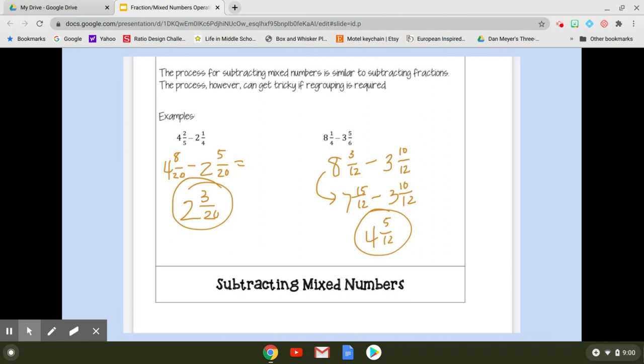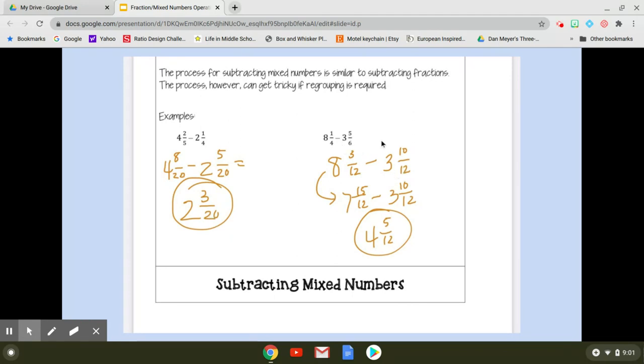Subtracting is really similar to subtracting fractions. You just have to be careful with regrouping. So my first example, I've got 4 2/5 minus 2 1/4. Well, my common denominator there is 20. So I've changed everything to 4 8/20 minus 2 5/20. So I subtract the whole number first. So 4 minus 2 is 2. And then 8 minus 5 is 3. So that works out to 2 3/20.